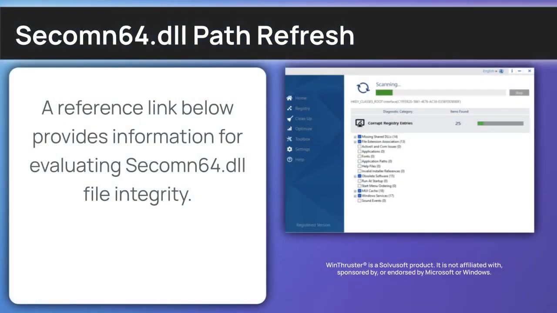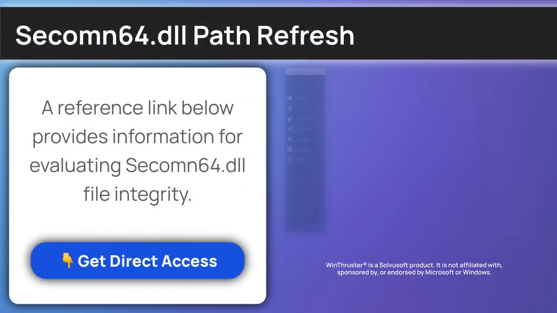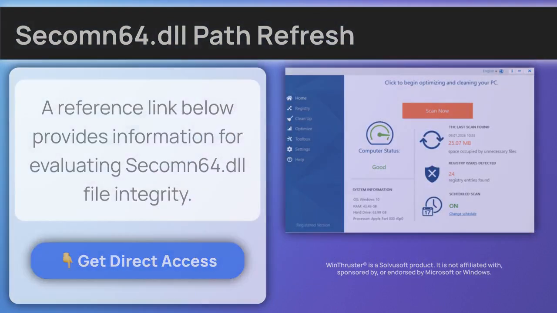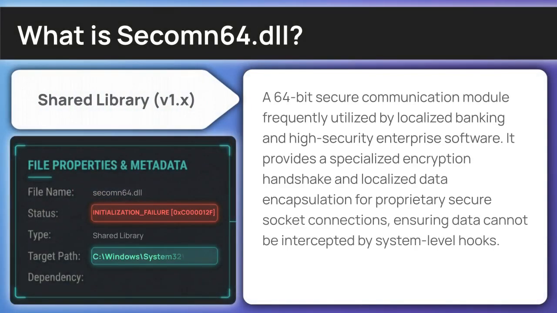Before we get started with secomn64, you may want to try the diagnostic path below to ensure your system is properly synchronized. This is the secomn64, a 64-bit secure communication module frequently utilized by localized banking and high-security enterprise software. It provides a specialized encryption handshake and localized data encapsulation for proprietary secure socket connections, ensuring data cannot be intercepted by system-level hooks. Understanding the file's role is a great start.